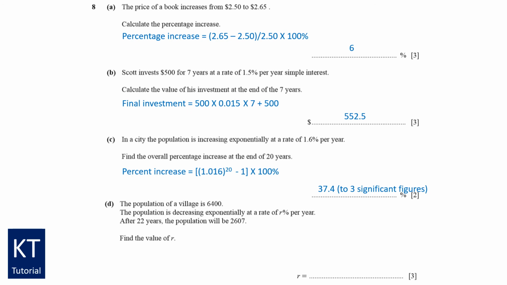Next question. The population of a village is 6,400. The population is decreasing exponentially at the rate of R% per year. After 22 years, the population will be 2607. Find the value of R. We start by equating the product of 6,400 and D to the order of 22 with 2607. We obtain R by subtracting D from 1.